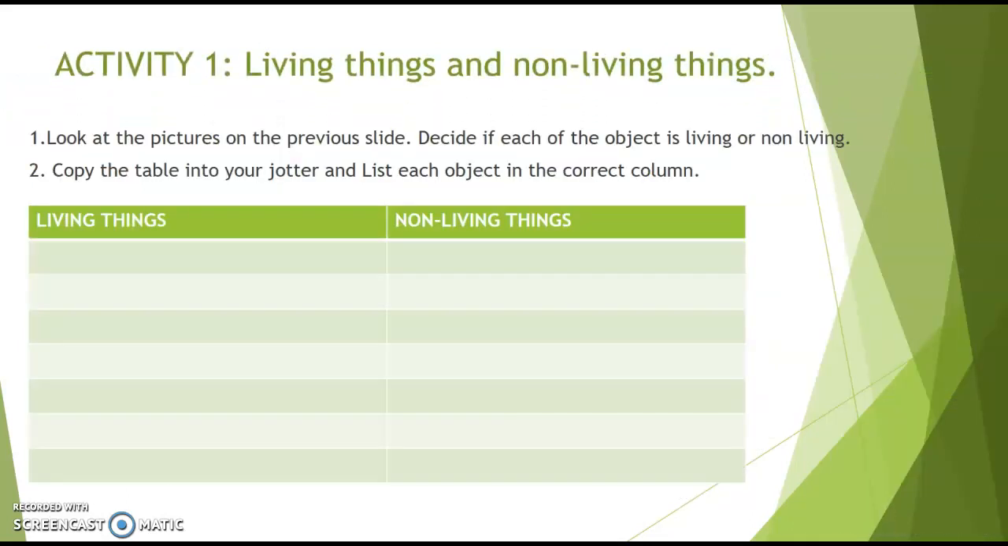Activity 1, and the heading is living things and non-living things. Look at the pictures on the previous slide. You can reverse the video and look at the pictures again and think about what you see again. Okay, and once you've looked at them, decide if each of the objects is living or non-living. Once you've done thinking and deciding, copy the table into your jotter or your exam pad.